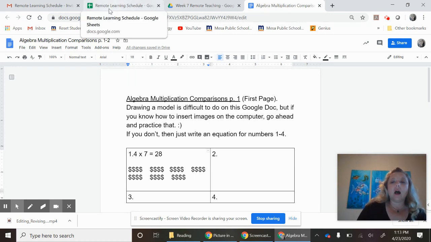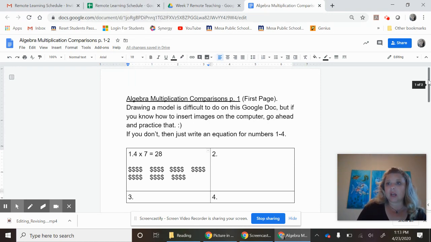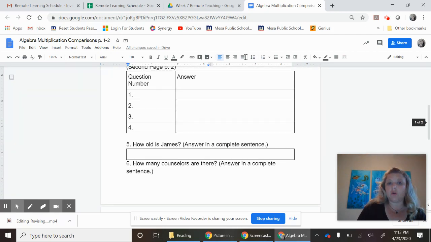Okay, you remember that there's a back page. Again, if I scroll down to the back page, you have questions A, B, C, D, numbers 1 through 4. And then you are completing the sentence. Remember, it's a number sentence, so you need to answer in complete sentences. And because you're showing modeling, most likely the document is going to go to a second page, and that's okay also.